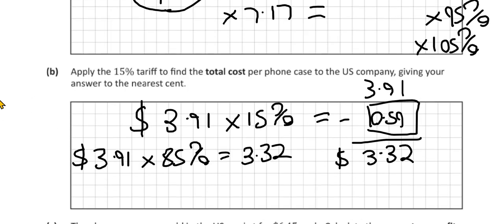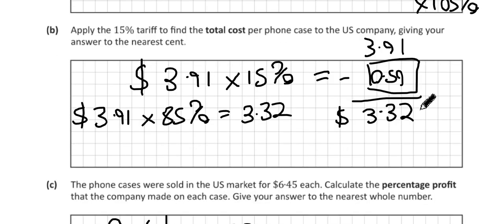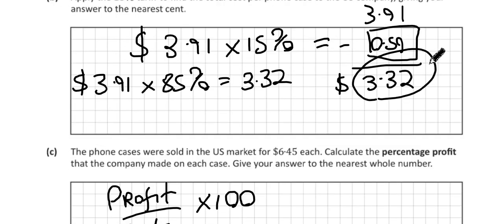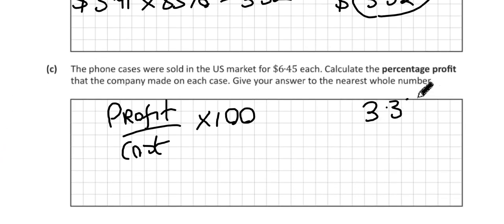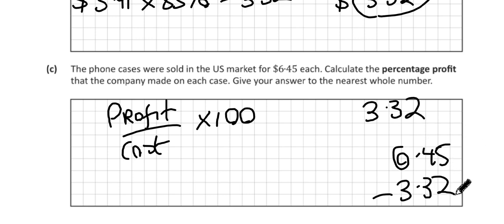Phone cases, yeah? So how much does a phone case cost us again? So now it costs us $3.32. Now, take that away from 6.45 to find the profit. How much are we making per phone case? Anybody know? $3 and, it's not $3 and 23 cents. Oh, sorry, $3.23. My fault. $3 and 13 cents.